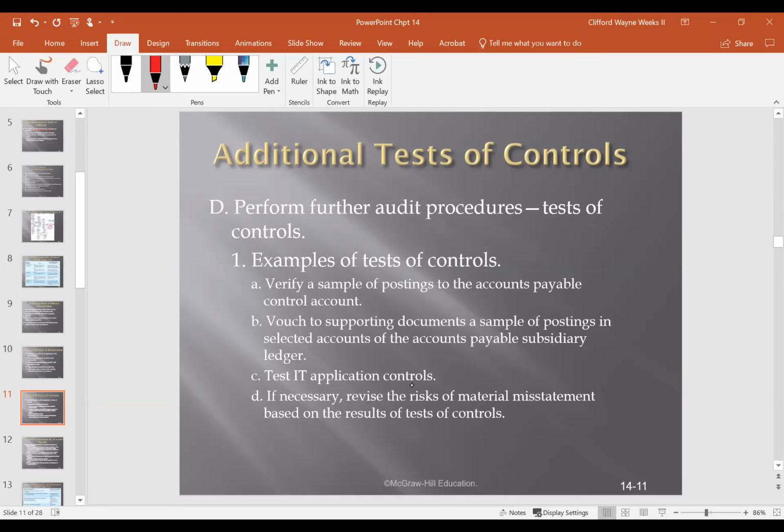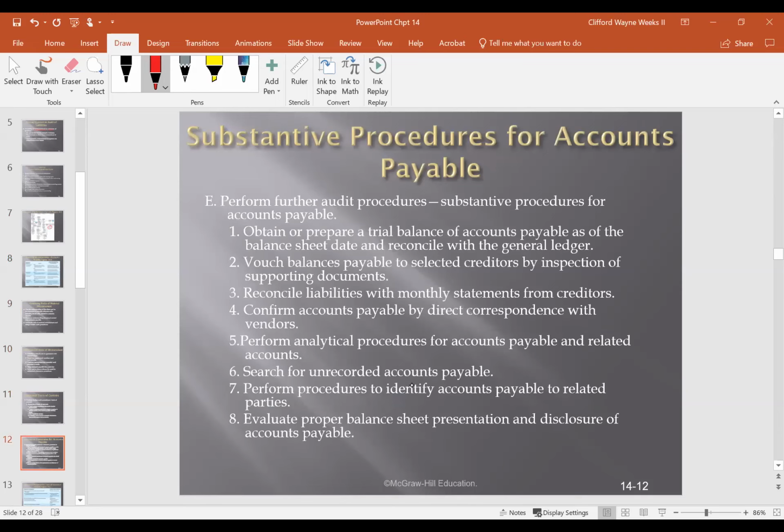So can I ask the client, hey, can I see the source documents for this stuff? Test the IT application controls and, if necessary, revise the risk of material misstatement based on those tests of controls. Some of the substantive procedures: perform further audit procedures. When we see weaknesses, or we can't put our trust in the internal controls, we're going to do additional testing. And this list is on the next slide, which ties the procedure to what it identifies.